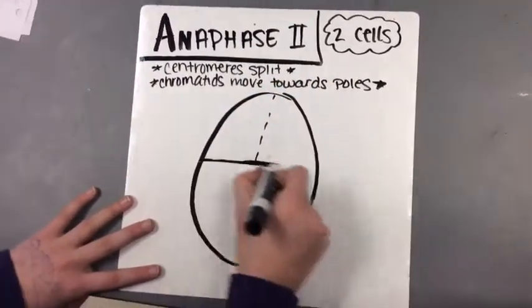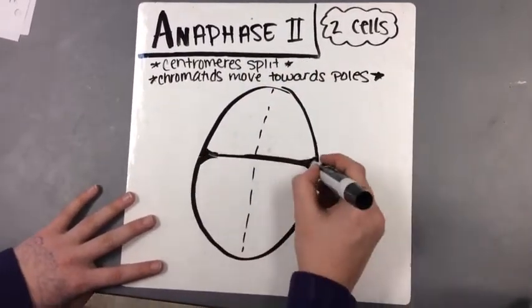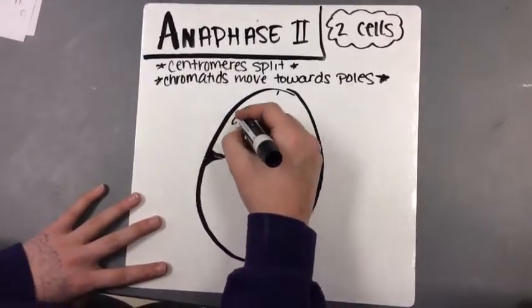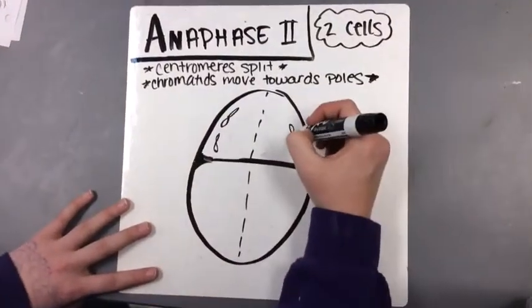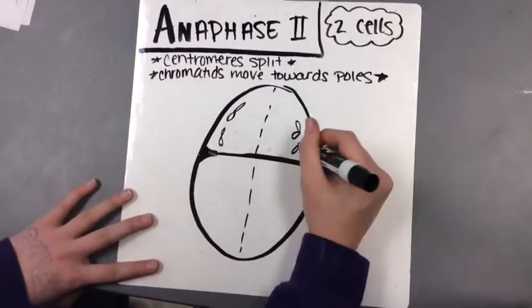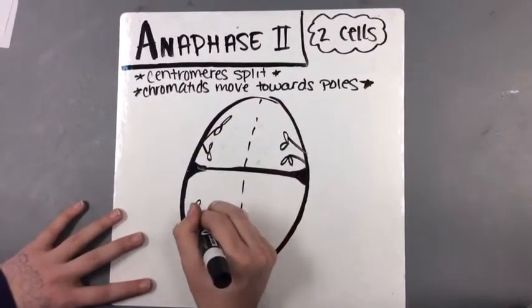In telophase 2, cytokinesis occurs, otherwise known as the cytoplasm dividing. Also, the nuclei and the nucleolus reappear. Then, the end result of meiosis is 4 haploid cells.